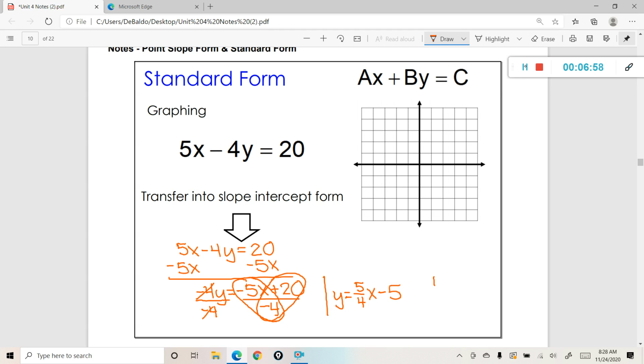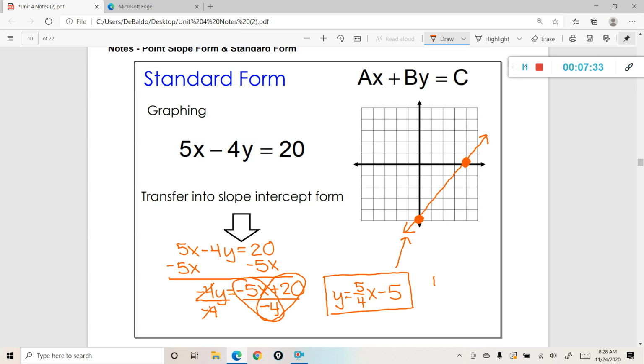And now that we have our equation in slope-intercept form, we can graph it a little bit easier. I'm going to start with my y-intercept of negative 5. And I'm going to draw my slope of 5/4. So I'm going to rise 4, 1, 2, 3, 4. I'm sorry, I'm going to rise 5, 1, 2, 3, 4, 5. And then I'm going to run 4, 1, 2, 3, 4. And it looks like I can only plot 2 points on this particular coordinate plane. So I'm going to do that.